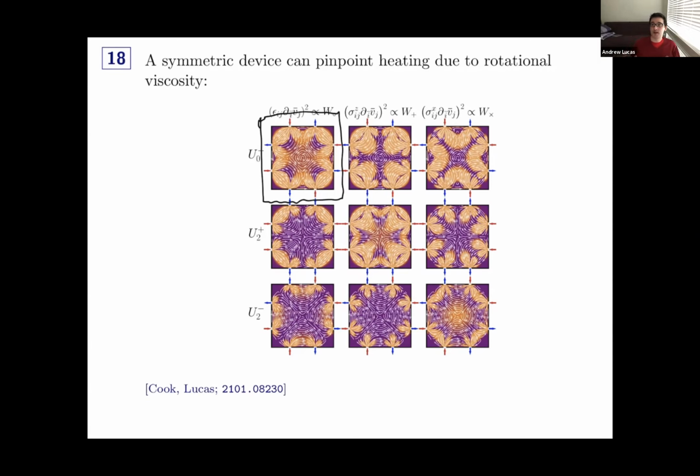This 8-terminal device allows you to look at patterns of flow that have different symmetry, and you can actually extract all the different viscosities in your system by changing which current sources or which leads are sources versus sinks. So, okay, there's a reference here. If you're interested, you can read more about it.